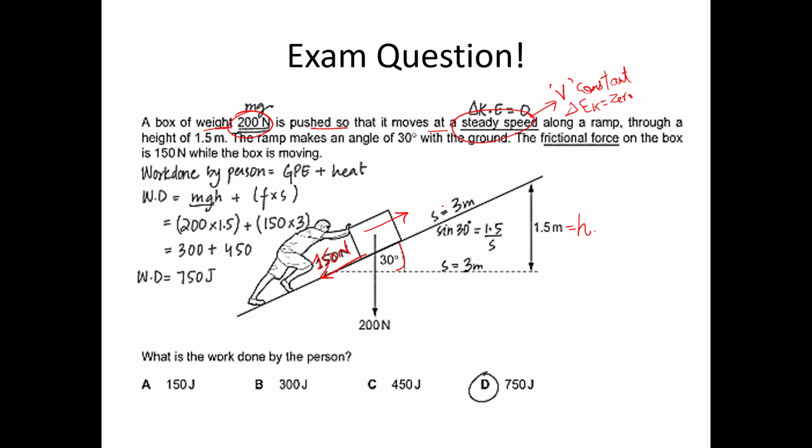क्वेश्चन क्या कह रहा है? क्वेश्चन ये कह रहा है what is the work done by the person. You need to find out the amount of work done by the person. So in this specific case, how are we going to find out the work done by the person? So we know जो भी ये वर्क किया जा रहा है इस पर्सन से, this work is increasing its gravitational potential energy plus there is some work which is done against the friction.